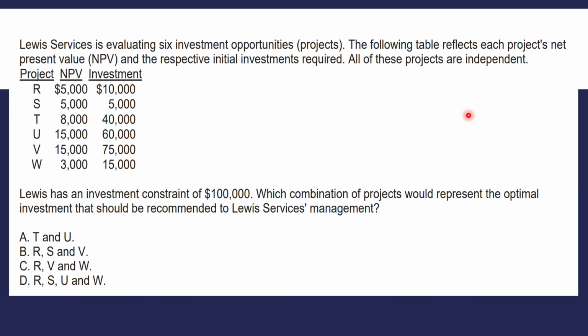Okay? What about this one? Lewis Services is evaluating 6 investment opportunities or projects. The following table reflects each project's NPV and their respective initial investments required. All of these projects are independent. Lewis has an investment constraint of $100,000. Which combination of projects would represent the optimal investment that should be recommended to Lewis Services Management? For this one, I'll give you around 3 minutes.